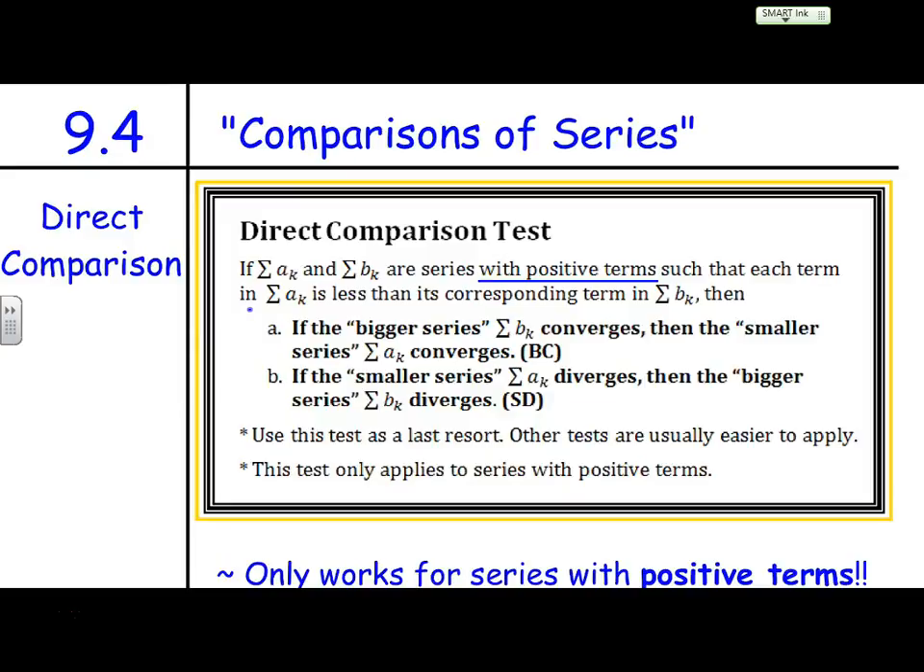If the infinite sum of a sub k and the infinite sum of b sub k are series of positive terms, once again we have a condition, such that each term in a sub k is less than its corresponding term in b sub k, then, and here's the long story short, in each of the questions you are given one series. If you want to compare, you have to find a series to compare it to, which means you have to make up, deduce, or figure out a good comparison series. That's where this gets a little bit harder.